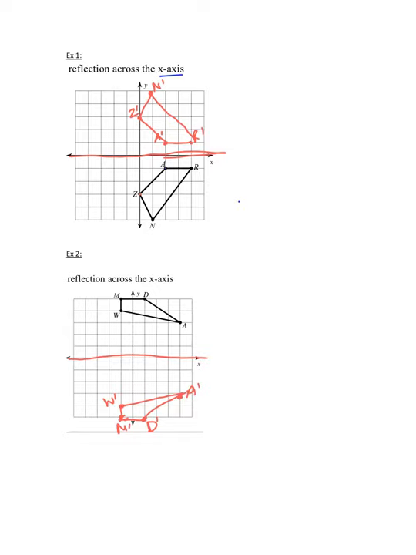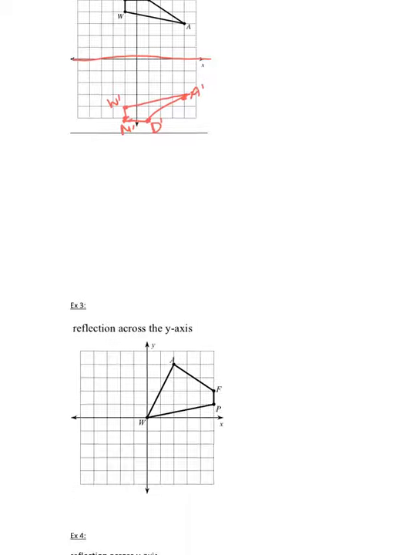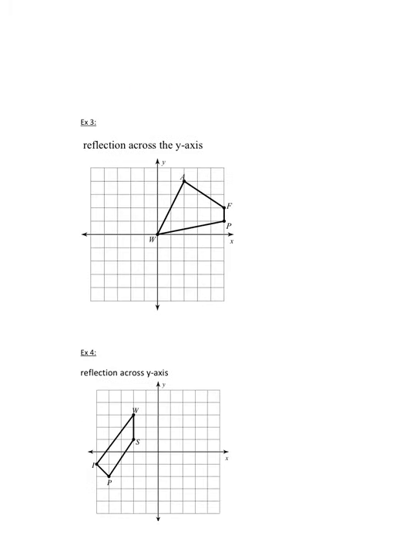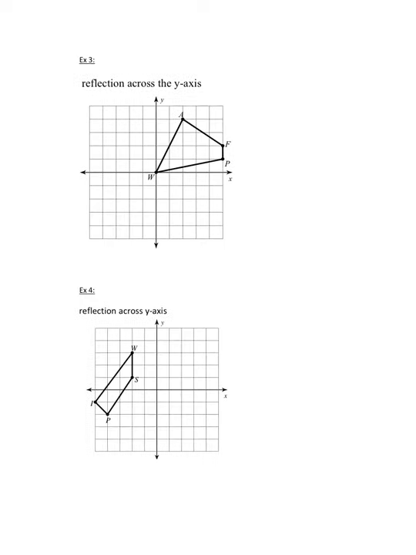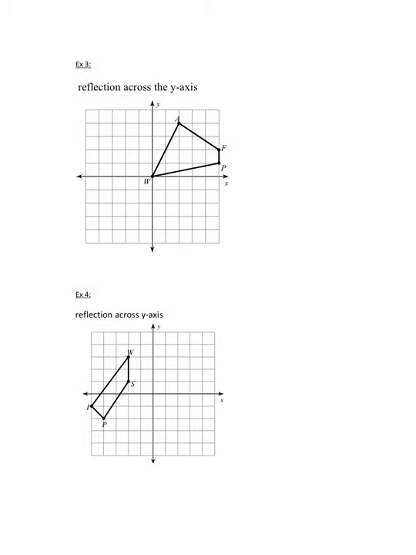So we're going to move on now to reflection in the y-axis. So reflection in the y-axis, you're just basically counting the number of units to the y-axis. Now in this first example, or example 3 rather, you have A, I'm counting to the y-axis. That's the line I'm reflecting over. So I'm going to just highlight it so you guys can see it. I'm reflecting over this line.